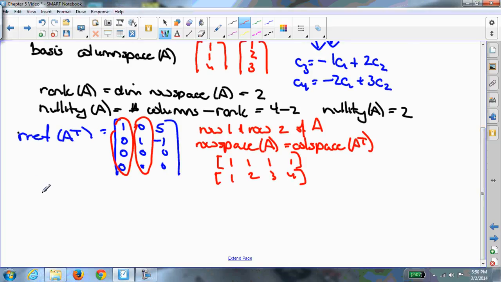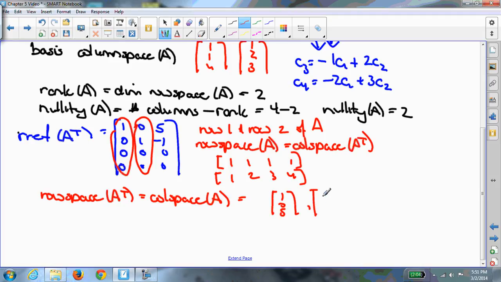The row space of A transpose would be the same as the column space of A. And so the row space, remember, I just read normally. So that would be 1, 0, 5 and 0, 1, -1.